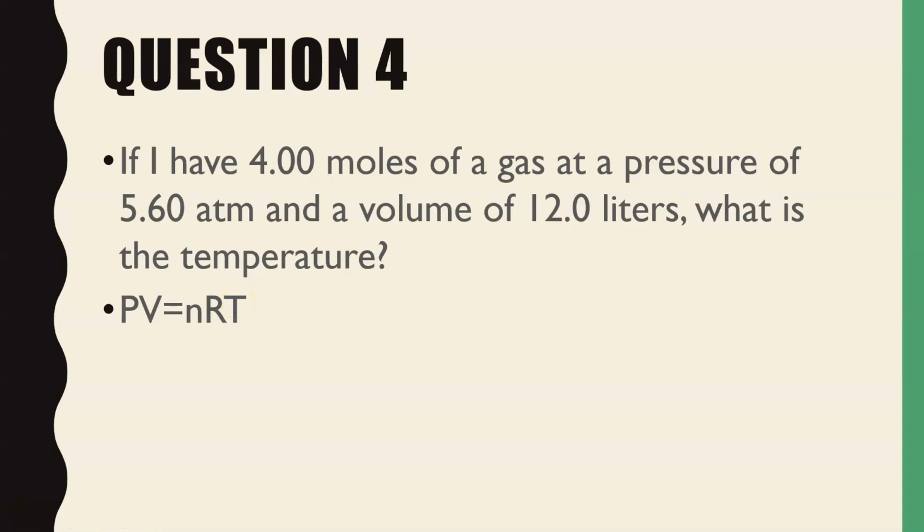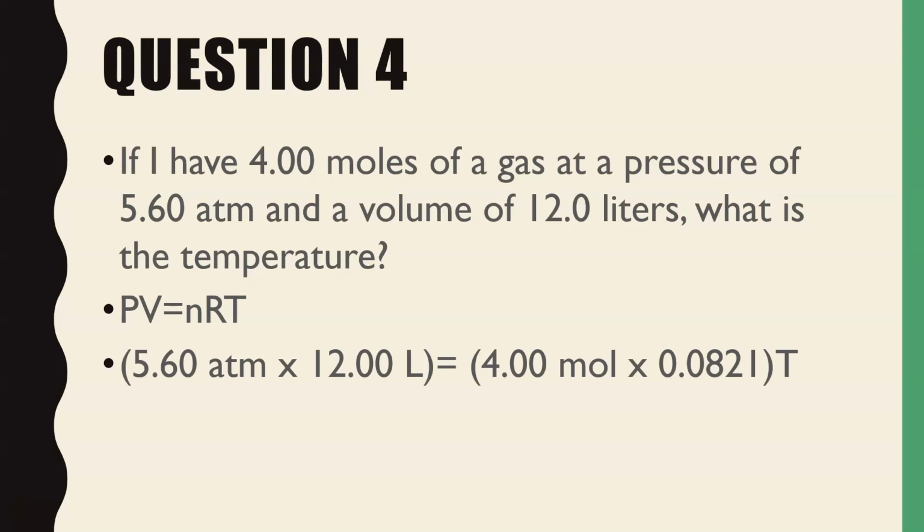So this is really no different than the 3 problems we've worked so far. So we're going to plug everything in, where I have my pressure of 5.60 atmospheres times my 12 liters. And then I have my 4 moles times R, my constant, 0.0821, to solve for my temperature. And that's going to get me my temperature of 205 Kelvin. If that one was a little tricky for you, it's okay, but don't miss an ideal gas law the next time it comes around.